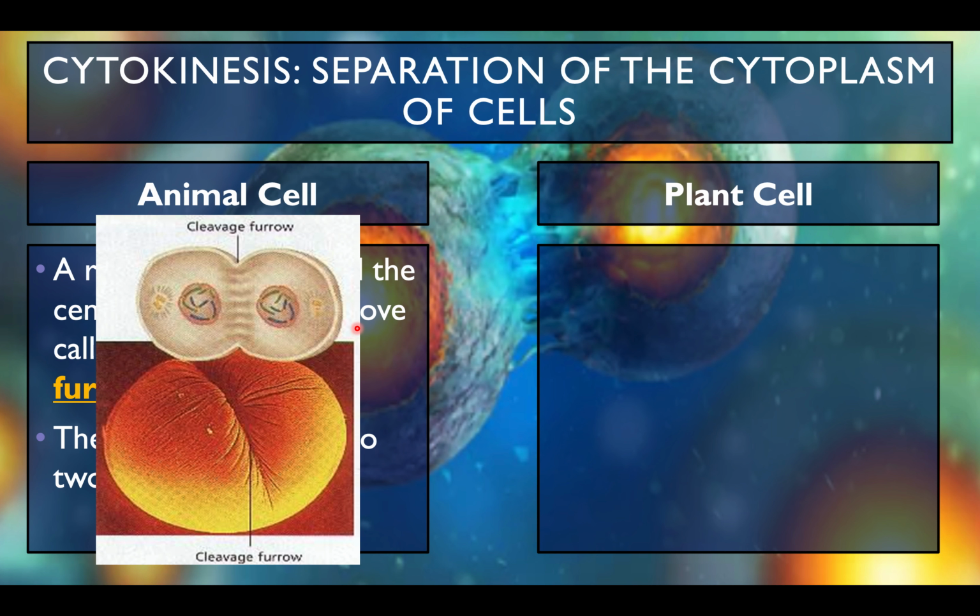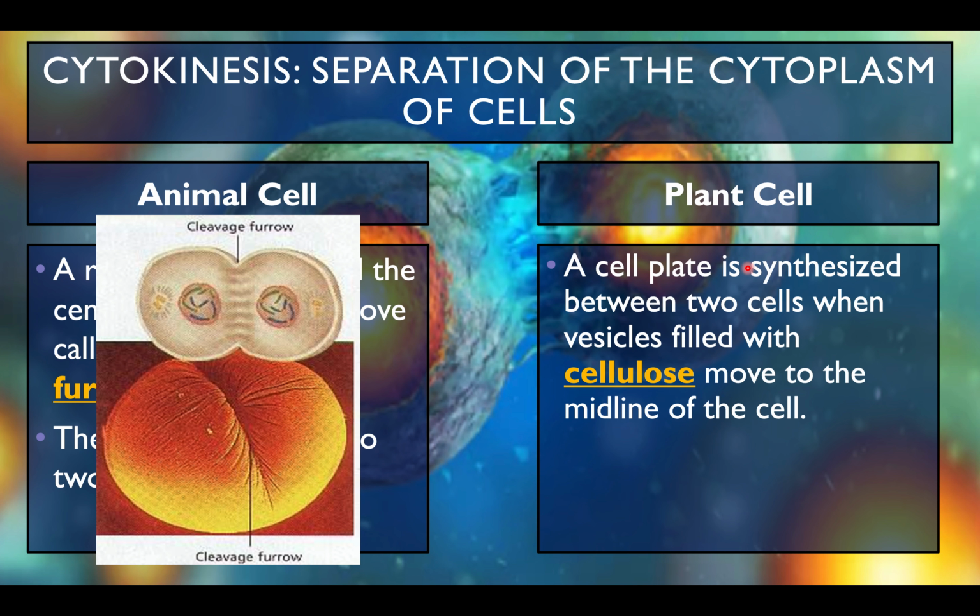Now, this is able to occur because, remember, animal cells do not have a cell wall. A cell wall is hard. It is not easily broken, okay? So an animal cell is able to just divide into two new cells, and that's that. However, a plant cell can also do mitosis, and it can also do cytokinesis.